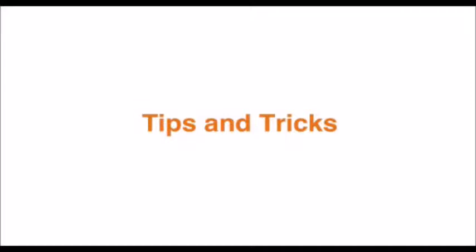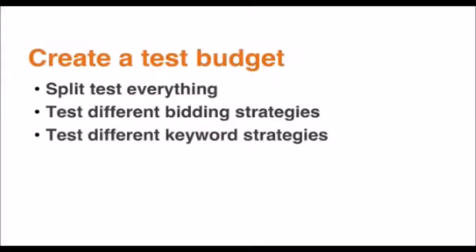I'll share with you just a few more tips and tricks here. One, create a test budget. Like I said, you should be testing everything. Split test ads, testing different bidding strategies, and testing different keyword strategies. So I suggest that you just set aside a little test bucket, in terms of budget and in terms of separate campaigns where you can just try some different things. The power, again, of online advertising is being able to measure everything and seeing results quickly.